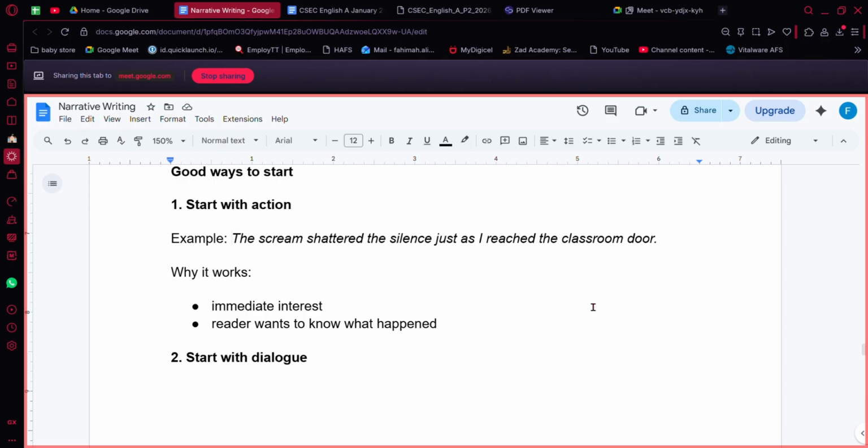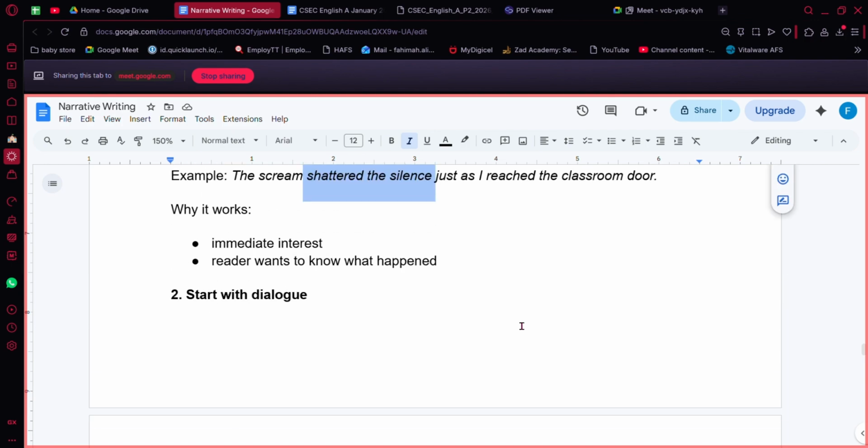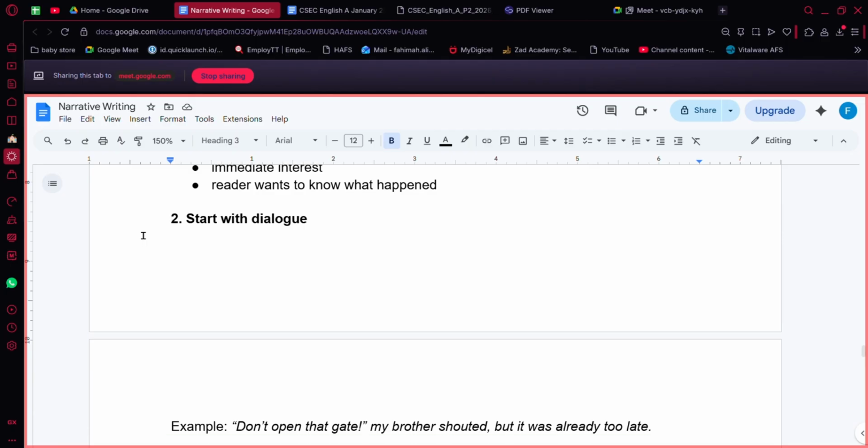We want to know why somebody's screaming. Why is there screaming in the classroom? And if it is shattering the silence, it is also indicating that there is no other noise going on. So why is there all of a sudden screaming? You could also start off with dialogue. So, for example, don't open that gate, my brother shouted, but it was already too late.